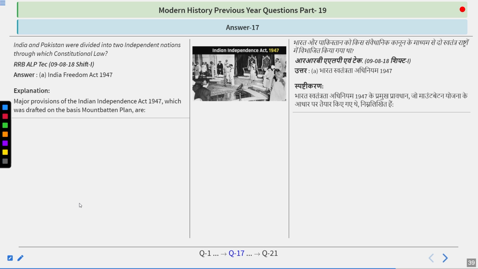And if we talk about Pakistan, Pakistan got independence on 14th August 1947, and India got independence on 15th August 1947. The famous speech of Jawaharlal Nehru was given, which was called the Tryst with Destiny.